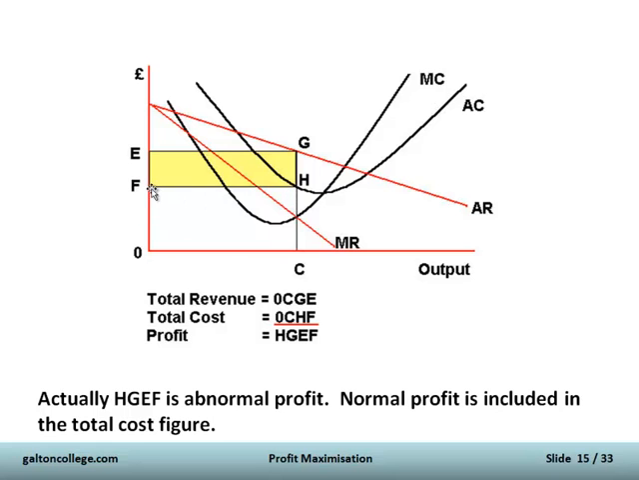Now if you subtract the small rectangle here from the big rectangle, we're left with HGEF. That's the level of profit associated with profit maximizing output C. So that's the amount of profit, and there's our account showing how it's worked out. We could do this in a table, and we can do that to illustrate the point just using ordinary figures.